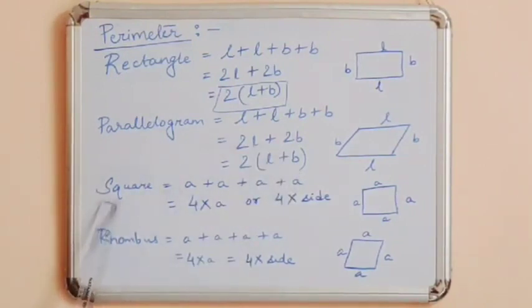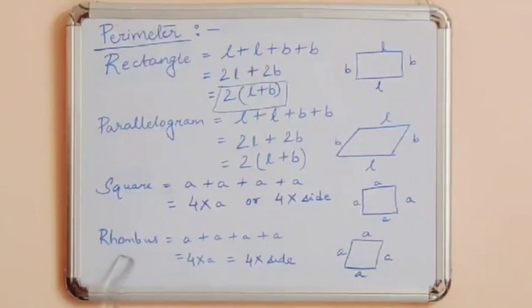Now square, in a square all the 4 sides are equal, so we can denote all the 4 sides by a single variable, that is A. Adding up all the sides, we get 4 into A or 4 into side.